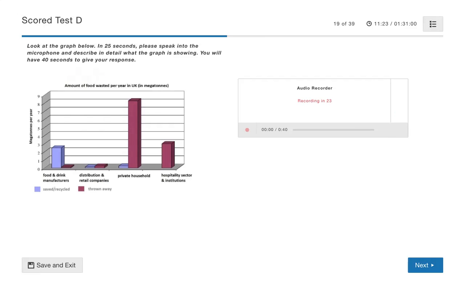Amount of food wasted per year in UK. Megatons per year. Food and drink, distribution, retail, thrown away, saved, recycled.